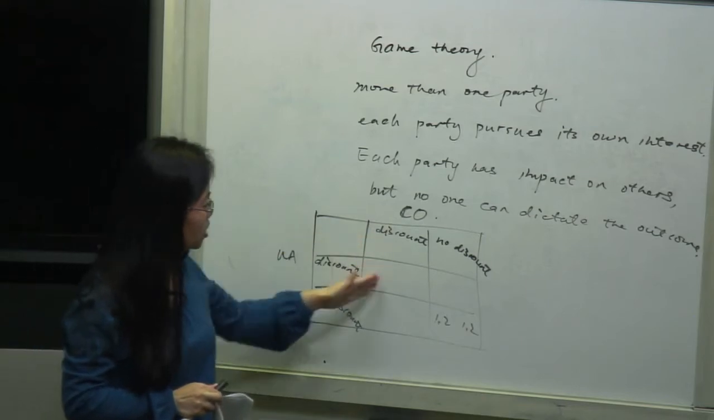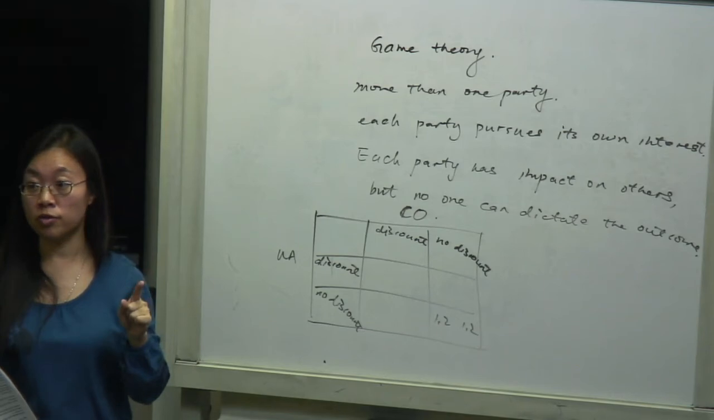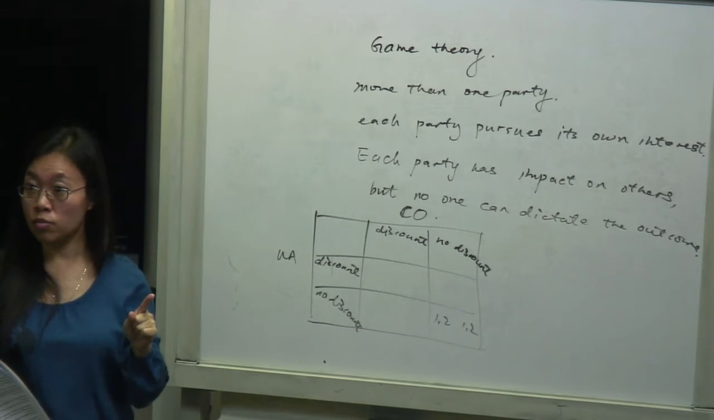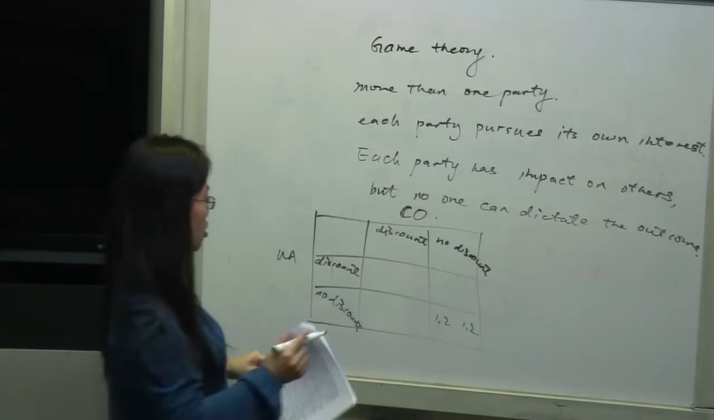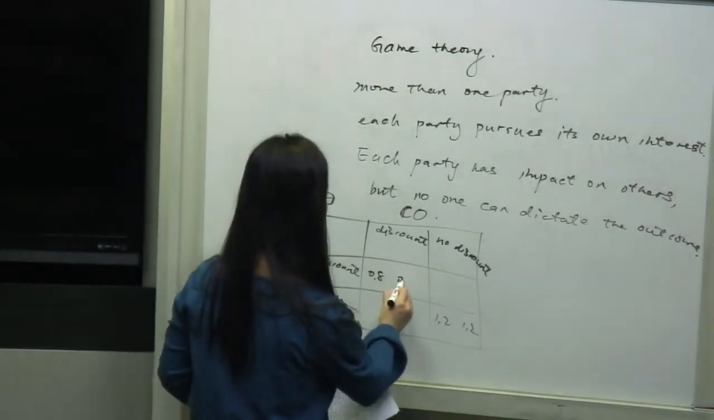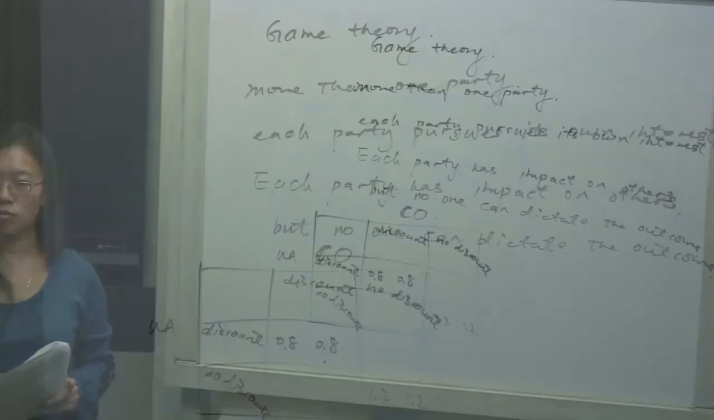What if both guys offer a discount? Again, they're going to split the market, but the profit is going to be smaller. The profit is going to be $0.8 million for each guy.